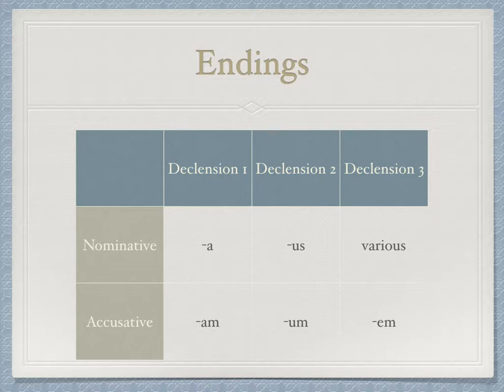It doesn't have a set ending for the nominative singular, so it can be anything. Examples we've seen are leo for lion, mercator for merchant, senex, old man. They have a range of different endings, but they all have -em in the accusative. So notice how all the accusatives ended in M. That means you need to recognize that those cannot be doing the verb. They have to be undergoing it instead.